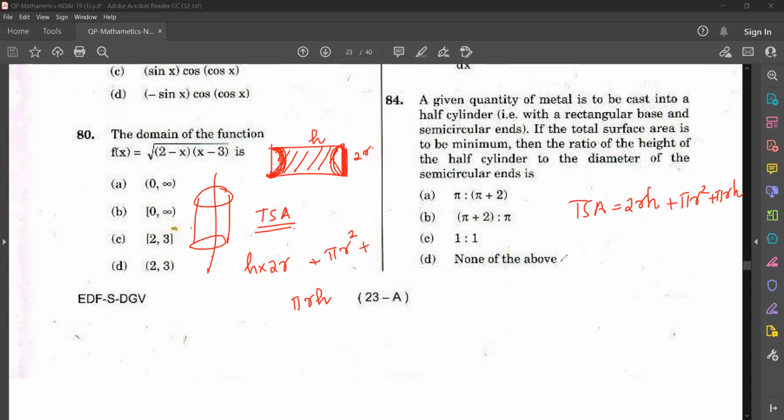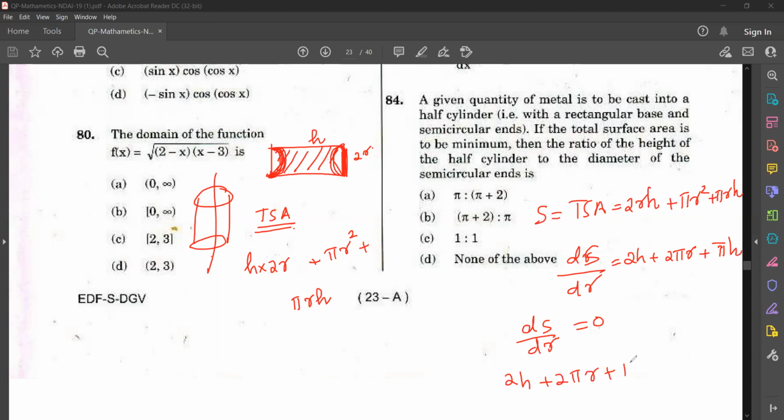Now take the derivative. So if I am taking the surface area as S, ds by dr will be 2h plus 2 pi r plus pi h, if I take the derivative with respect to r. Now equate ds by dr to 0. You will get 2h plus 2 pi r plus pi h is equal to 0.